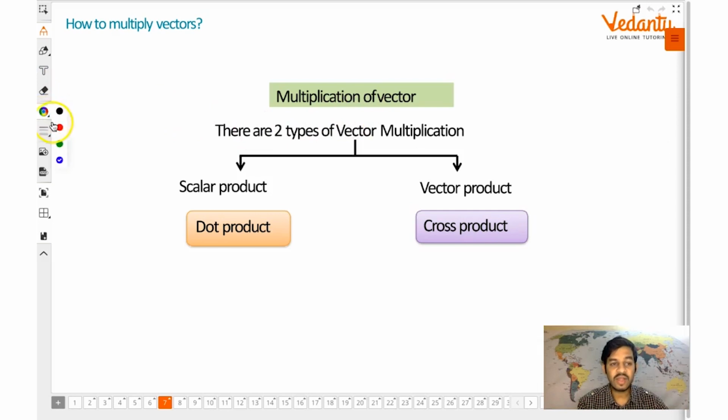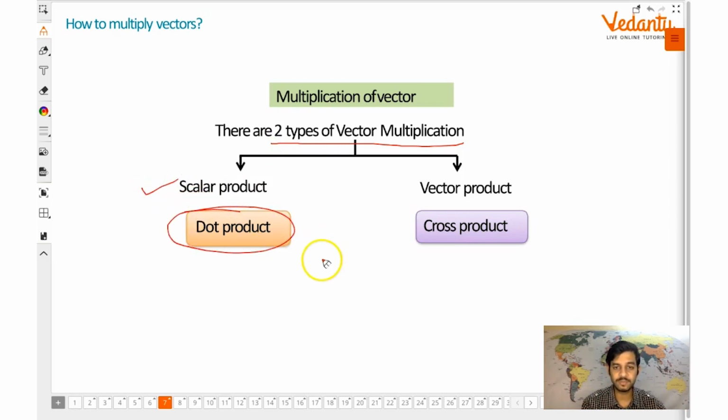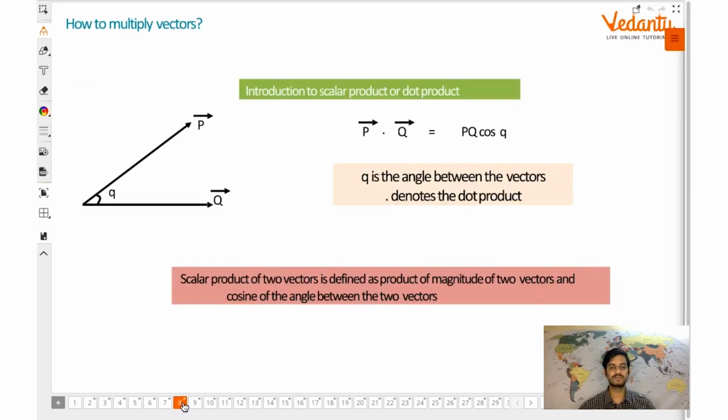Now, in vector multiplication, there are two types. Okay, one is scalar multiplication, also called dot product. The other is vector multiplication, also known as cross product. Okay, so guys, first we will be dealing with dot product. So let's proceed, guys. Now let me correct it here. It's not Q, it's theta.